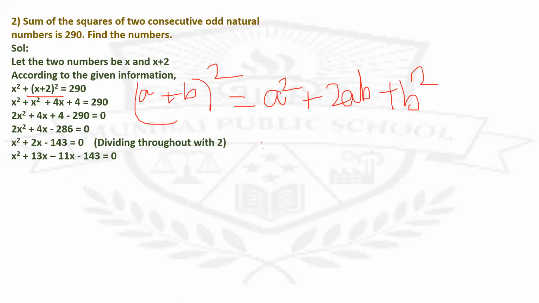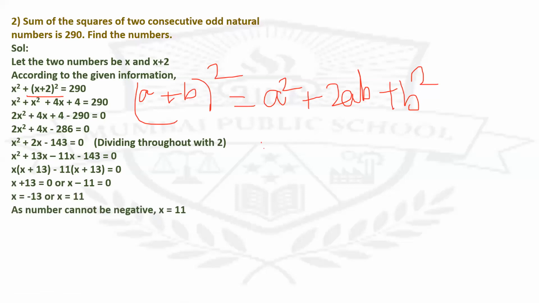You're going to get that as x square plus 13x minus 11x minus 143 equals to 0. So here you get that as x into x plus 13 minus 11 into x plus 13 equals to 0. You get that as x plus 13 equals to 0 or x minus 11 equals to 0. So x is minus 13 or x is equals to 11.